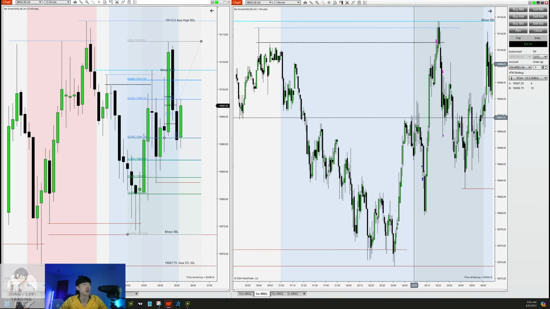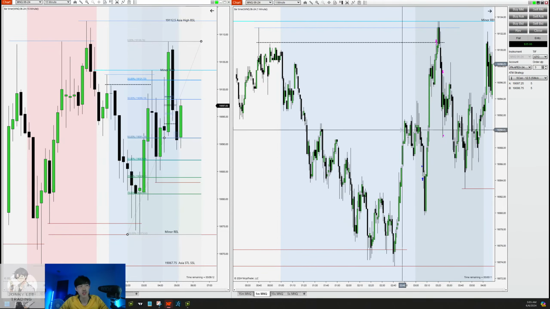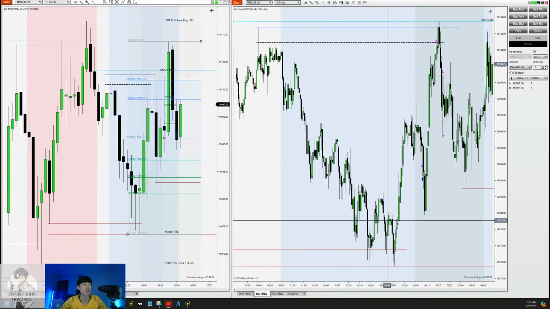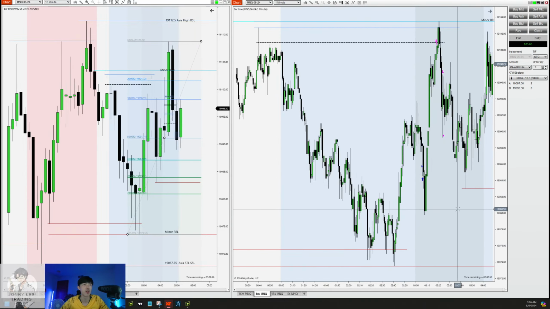So we saw that we had taken out sell side liquidity. We saw displacement. We saw return, optimal trade entry, lots of confluences around this. So super high probability trade. And we took that to terminus here and exited right before. So that time before price, very important.